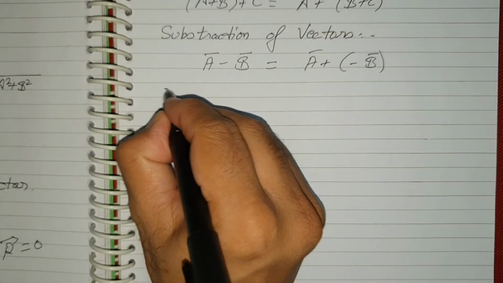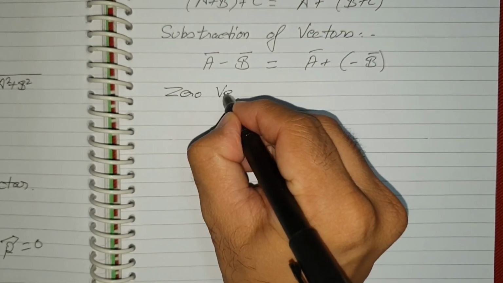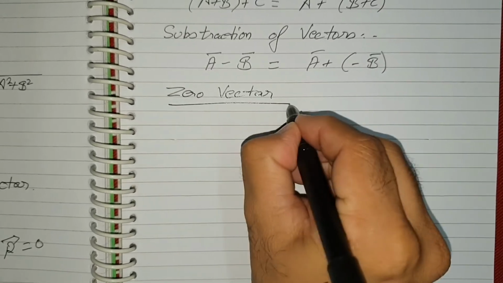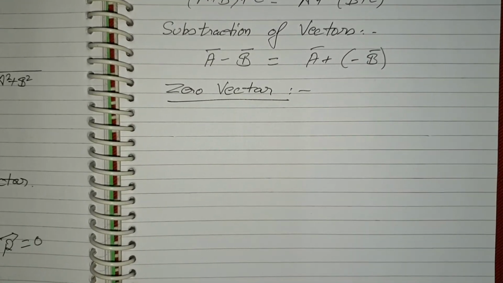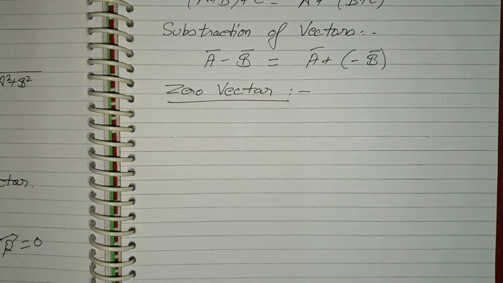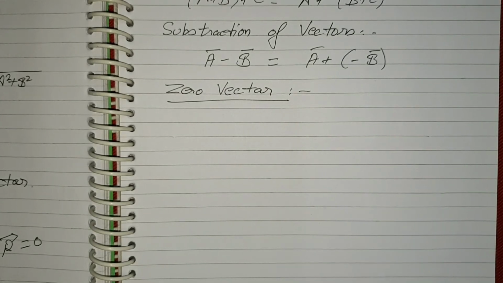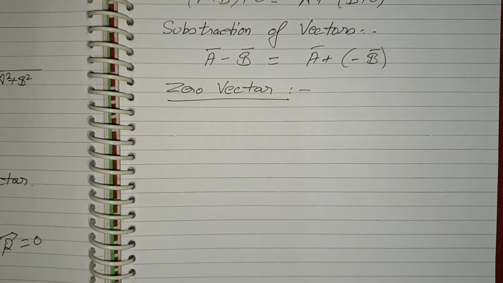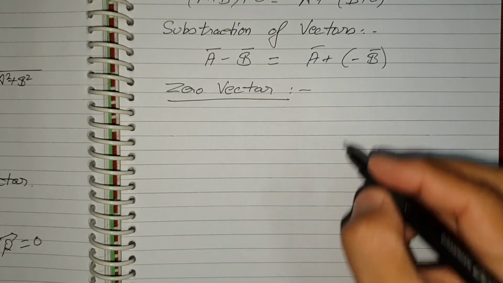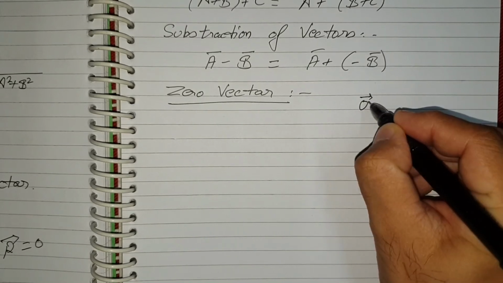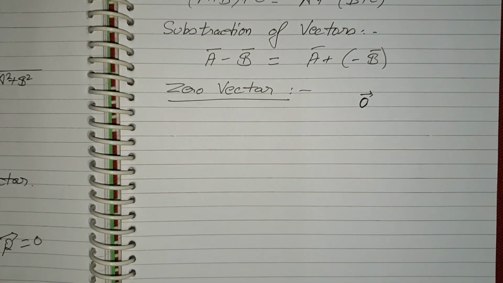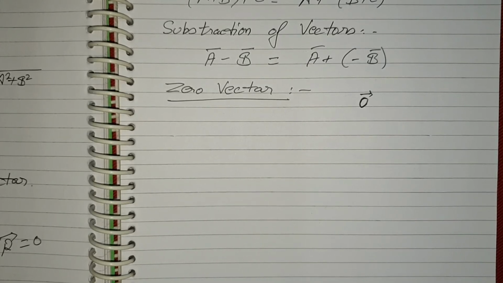Just a second, this is a zero vector. Now what is a zero vector? A zero vector is a vector which has zero magnitude and an arbitrary direction, meaning a random direction. A zero vector is represented by a 0 with an arrow over it and is also called a null vector. So it's obvious that its magnitude is going to be 0 and the direction is arbitrary. You can take any direction.